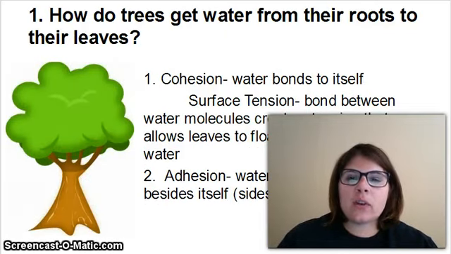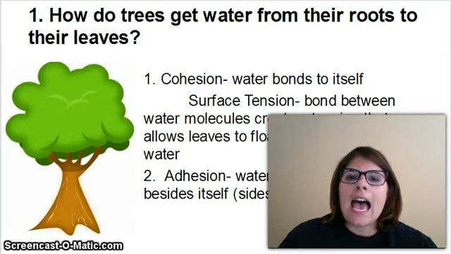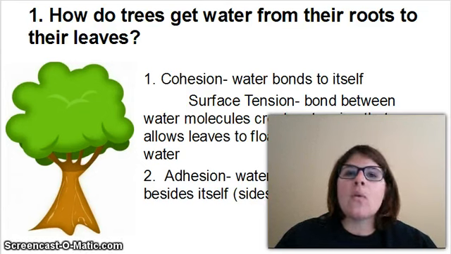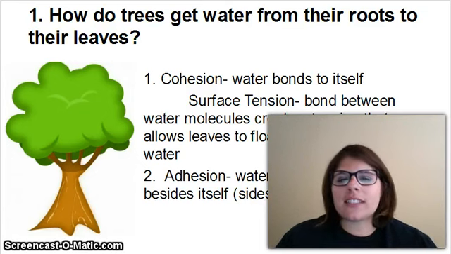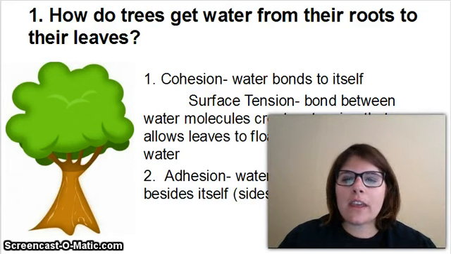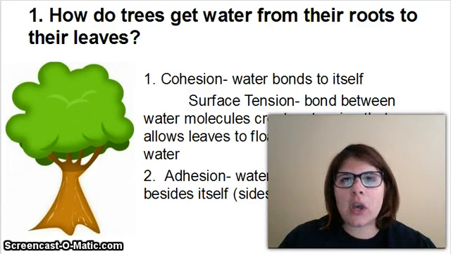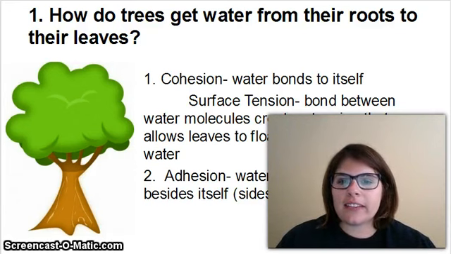So we said there were 4 main reasons. We're going to go through these main reasons. The first one, how do trees get water from their roots to their leaves? Well, that's not really the reason. The reason I'm going to talk about is what they use to get water from their roots to their leaves. So the first is cohesion. Water bonds to itself, so that water is kind of towing itself up from the root to the leaf.